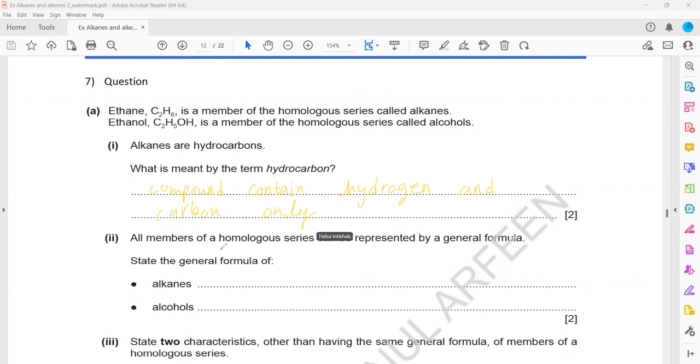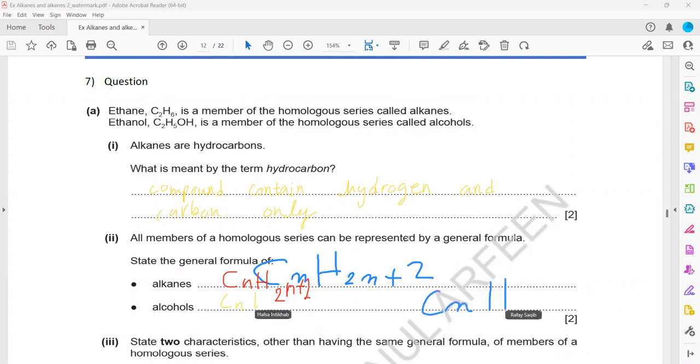Then you have to learn the general formula. All the members of a homologous series can be represented by a general formula. What is the general formula of alkane? So CnH2n+2, that's right. And for alcohols, CnH2n+1OH. Memorize the general formula for alkane, for alkene, for alcohols, and carboxylic acid as well.